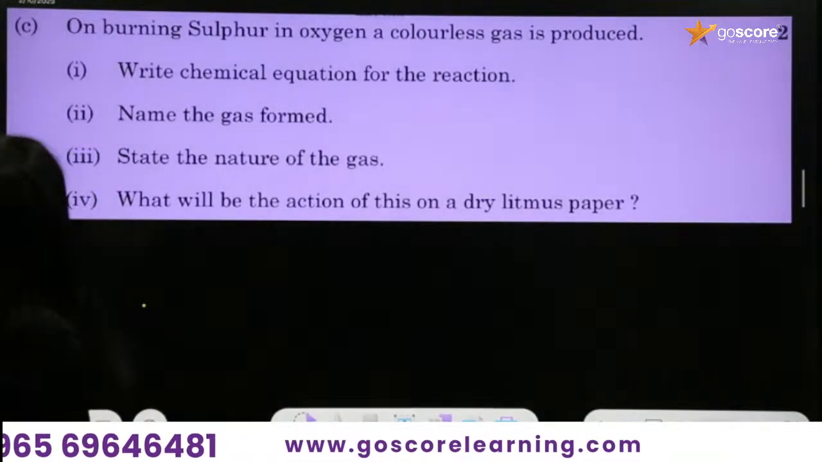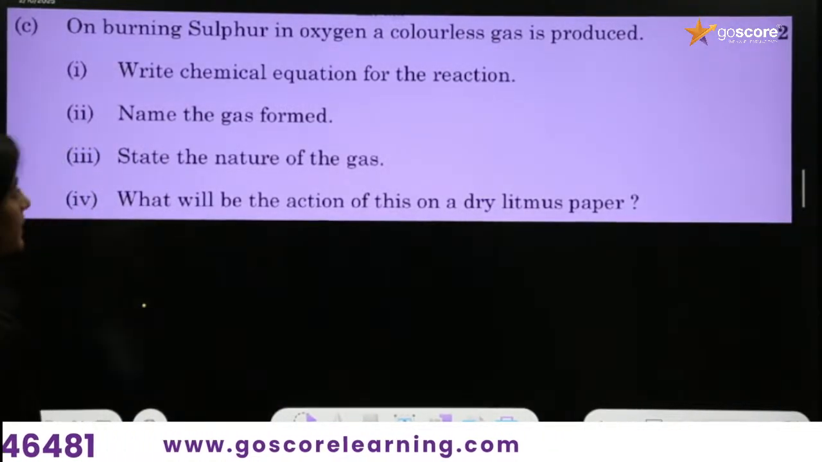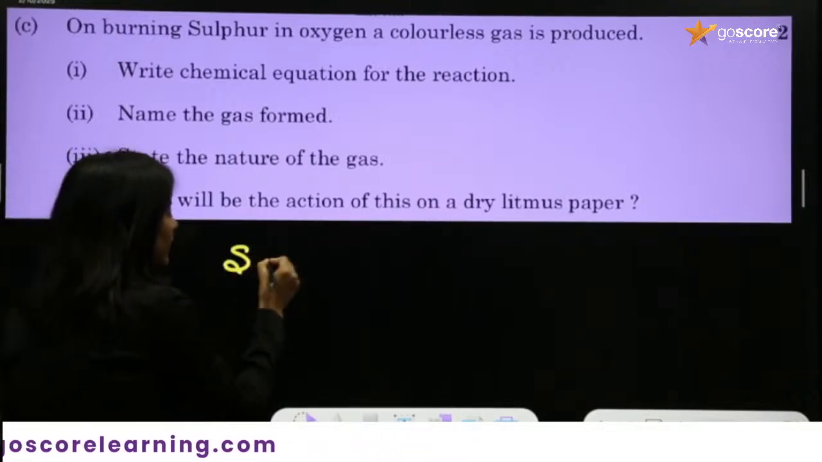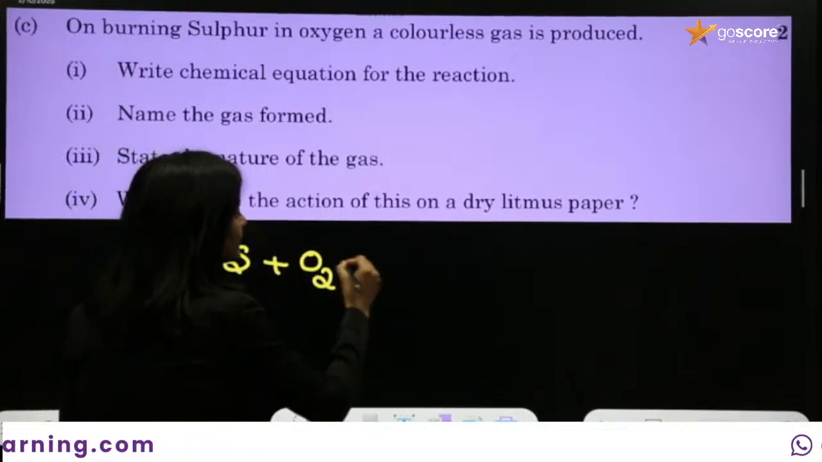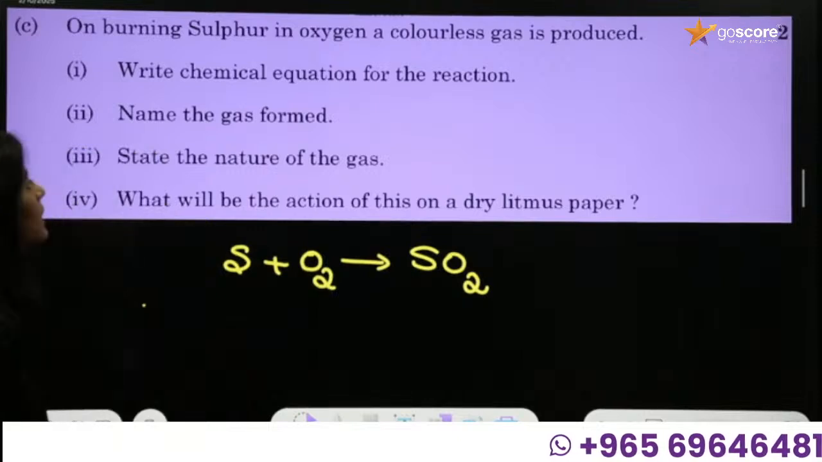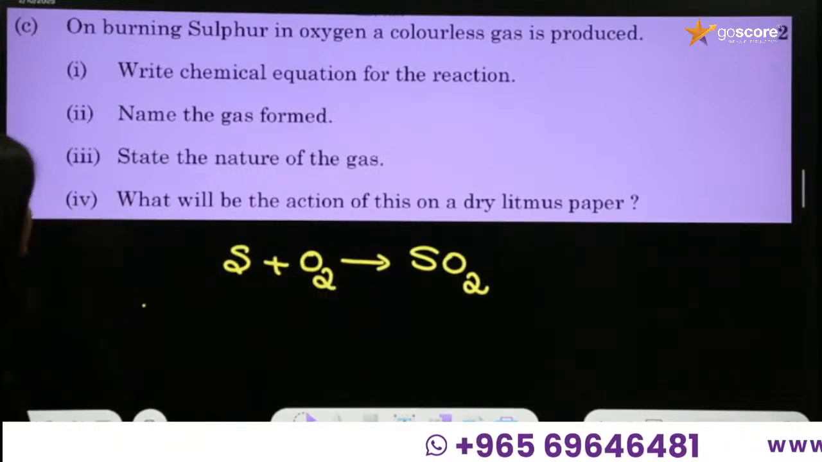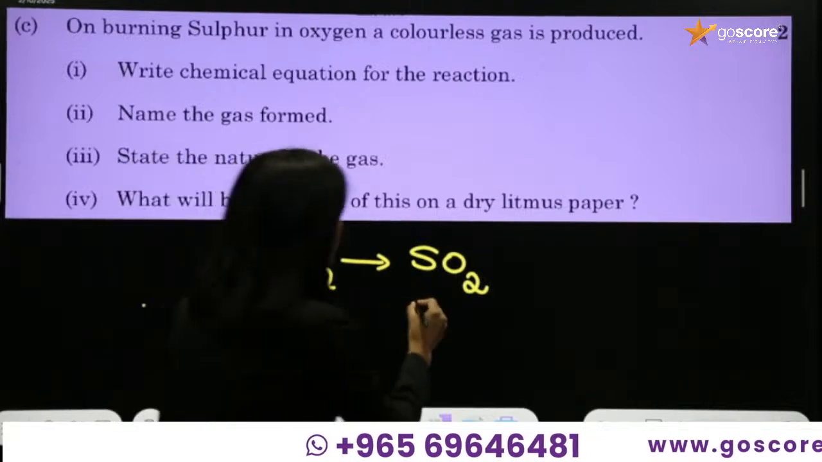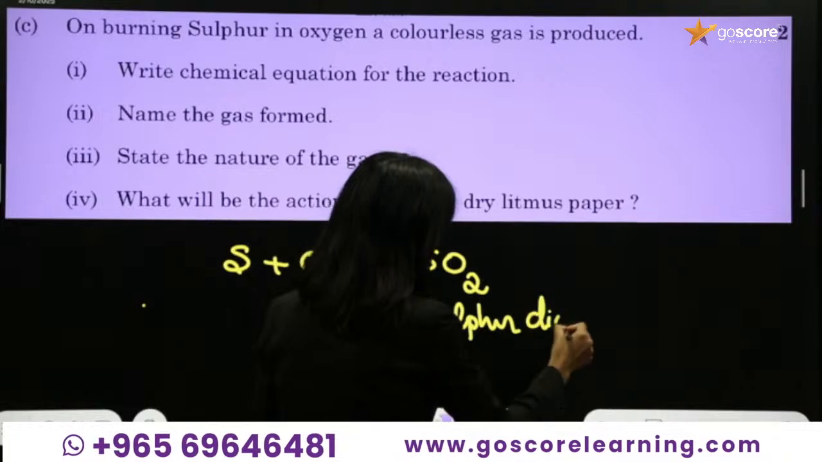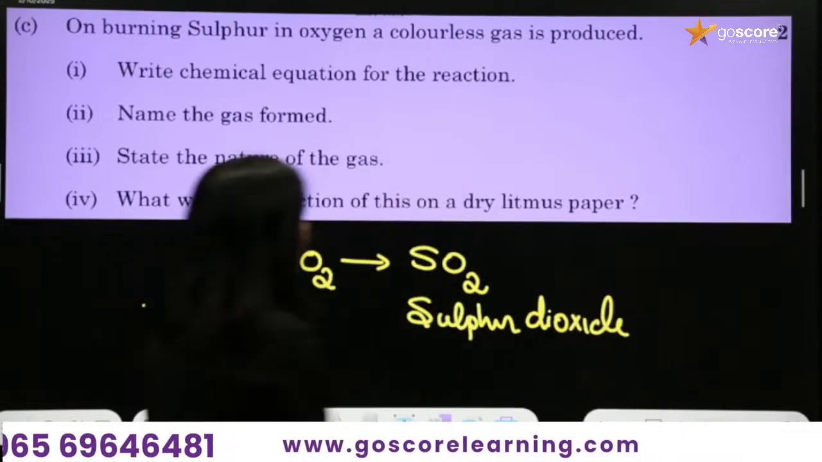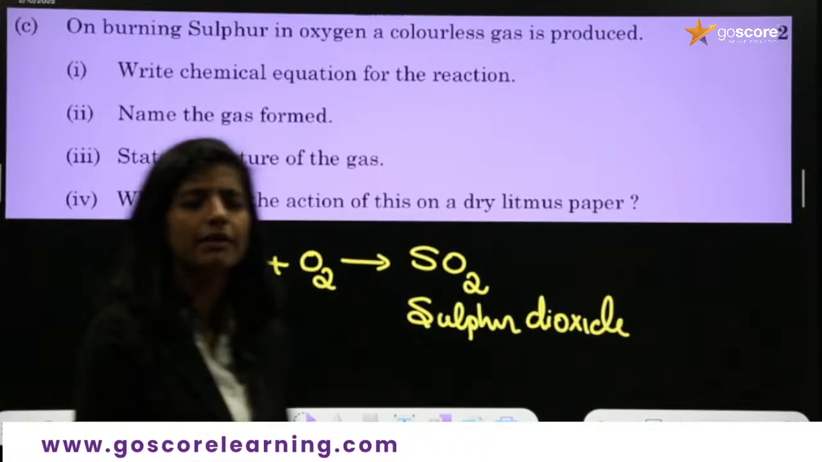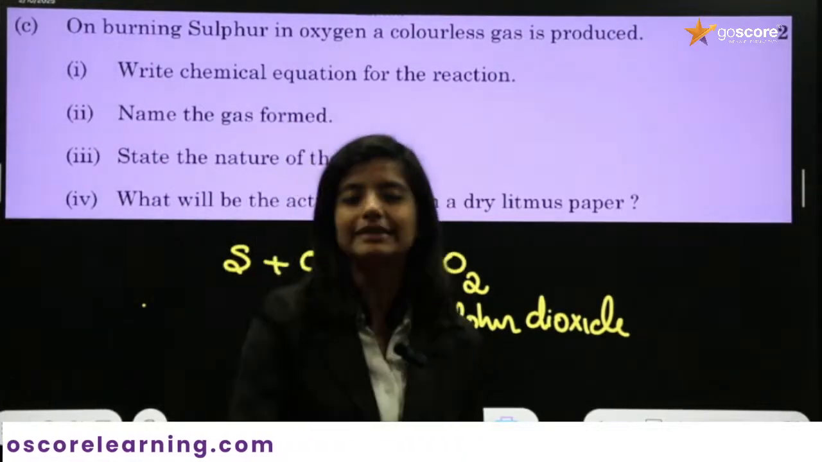On burning sulfur in oxygen, a colorless gas is produced, which we will call sulfur dioxide. Write the chemical equation for the reaction. Name the gas produced: it is sulfur dioxide. State the nature of the gas. Always remember that non-metallic oxides are acidic.